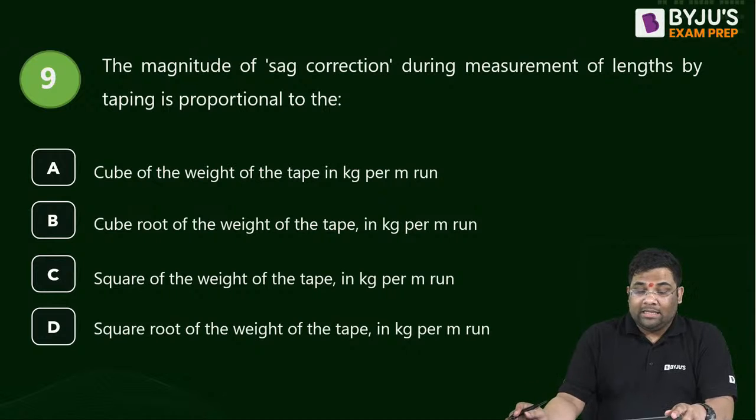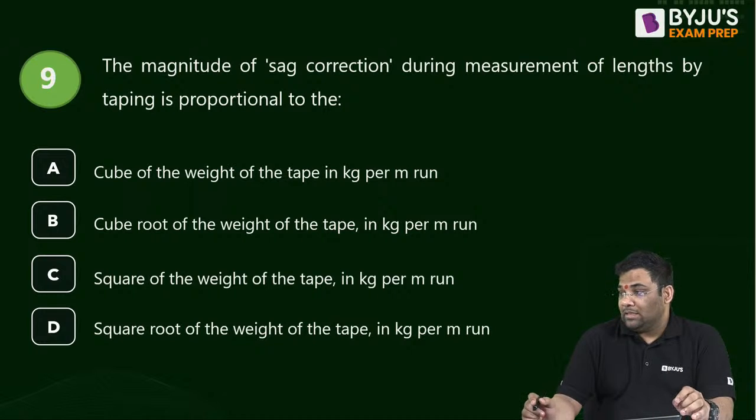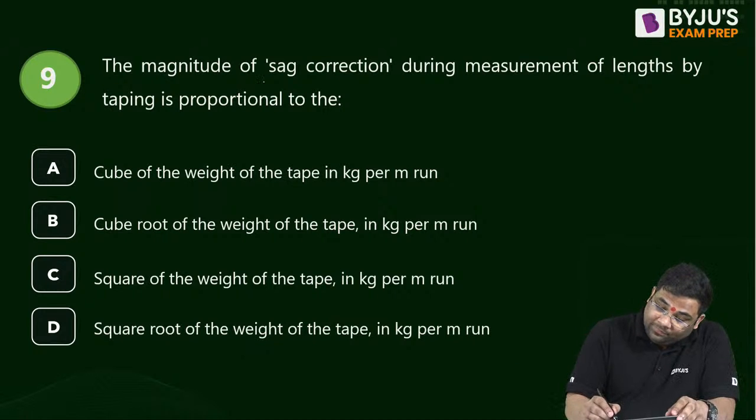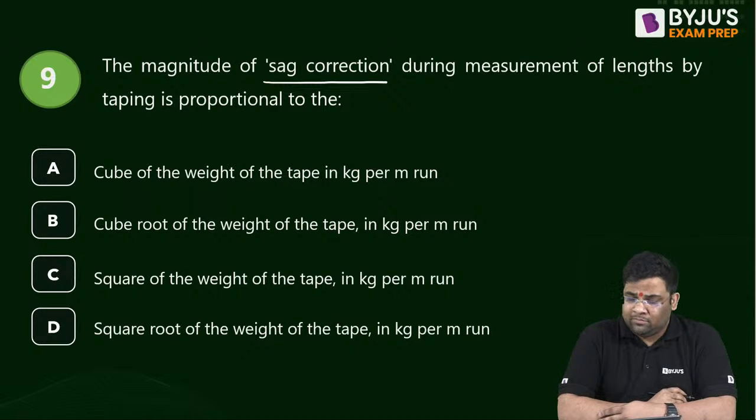Ninth question. The magnitude of sag correction during measurement of length by taping is proportional to what? Tell me the answer to this, sag correction. Taking so much of time. Which is the right answer? If you know the formula, you can answer this, right? C. Saurabh, C is good in surveying.